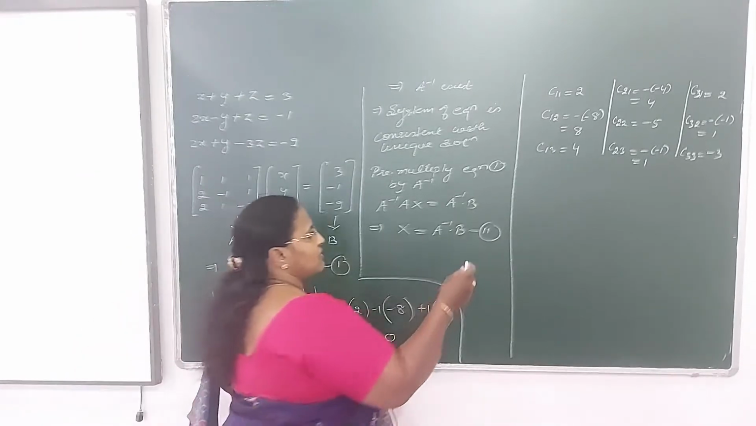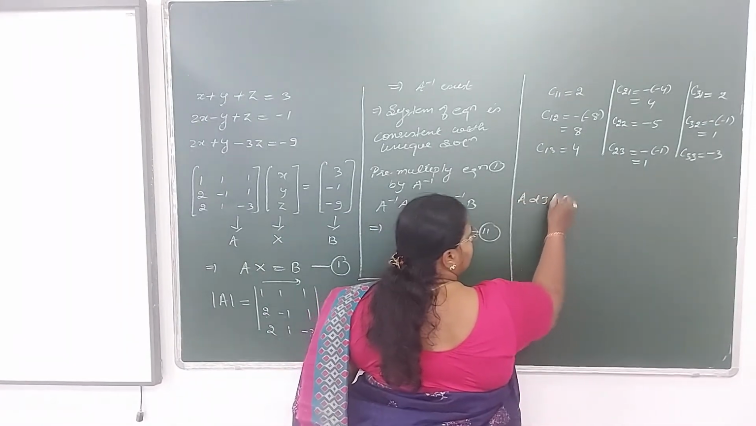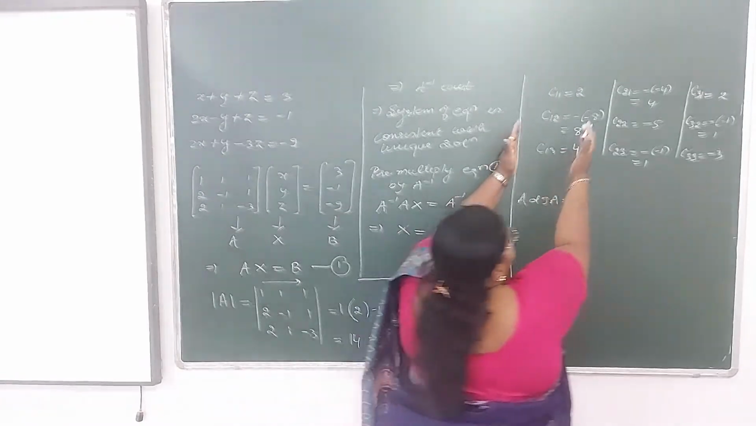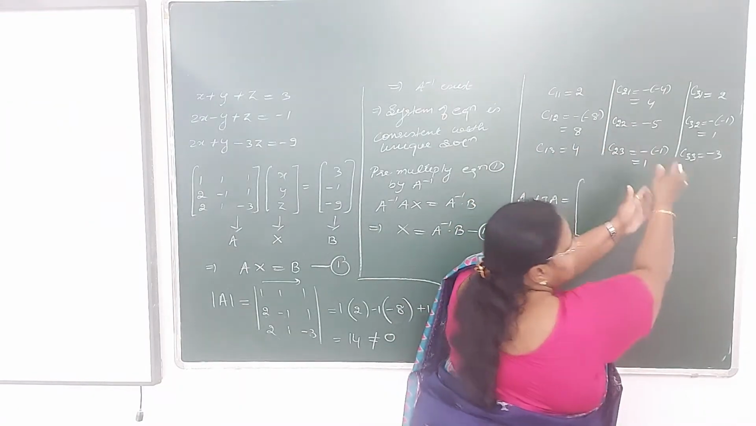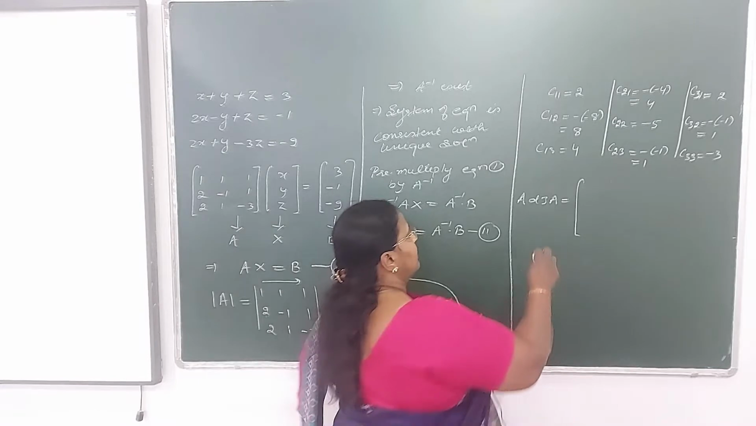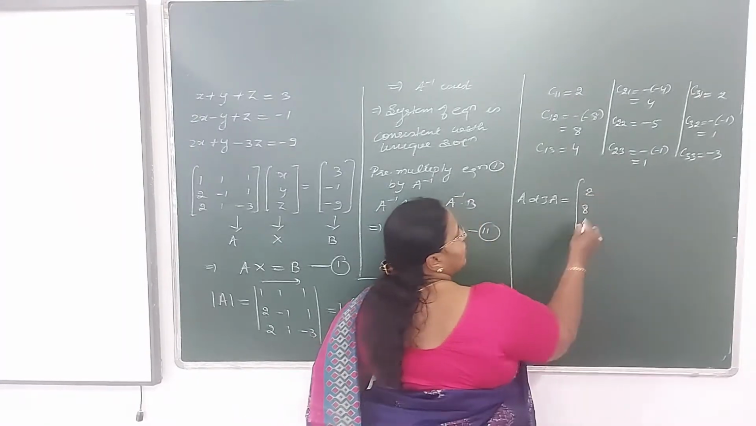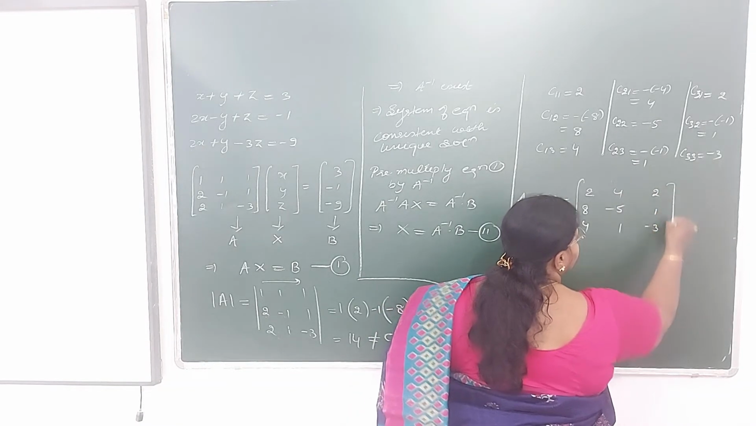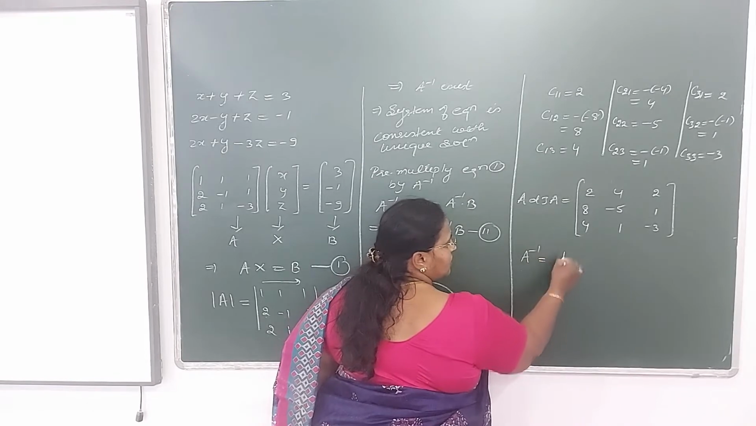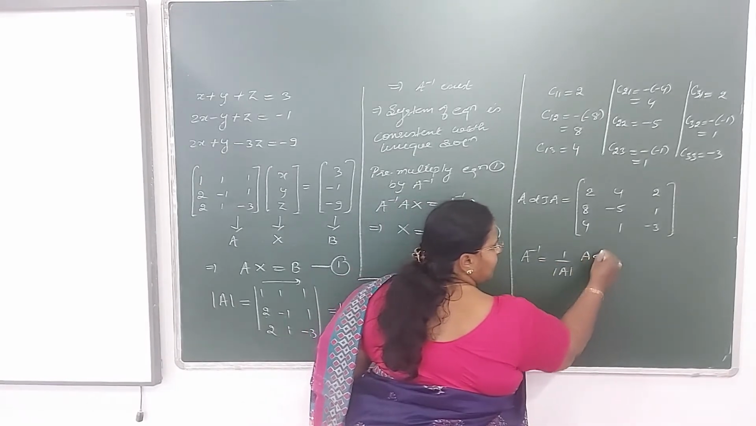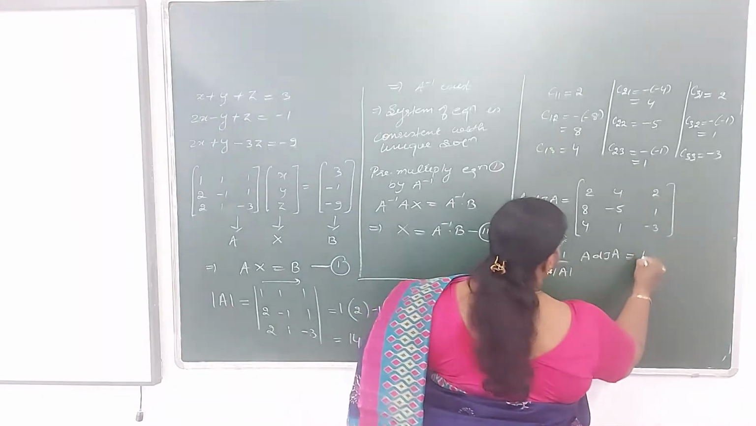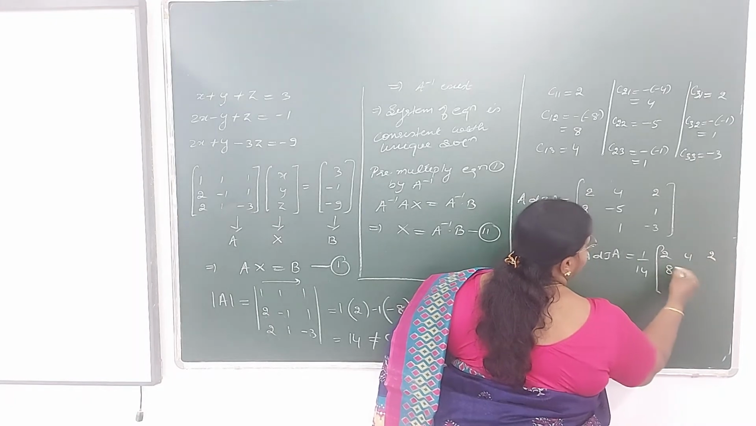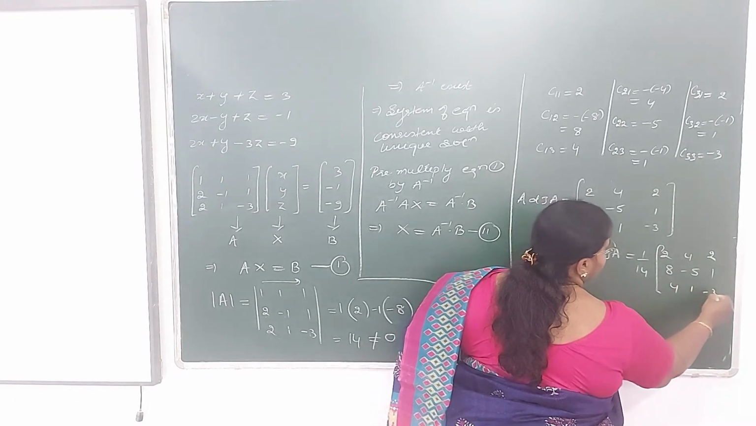Okay, now we'll write down the adjoint. So what's the adjoint of A? Straight away, what to do? You will be writing down the first column here, then second and third. So let us do it. It's 2, 8, 4. This is 4, minus 5, 1. This is 2, 1, minus 3. Now write down A inverse. A inverse is 1 upon determinant of A into adjoint of A. So it's coming 1 by 14 times the matrix 2, 4, 2, 8, minus 5, 1, 4, 1, minus 3.